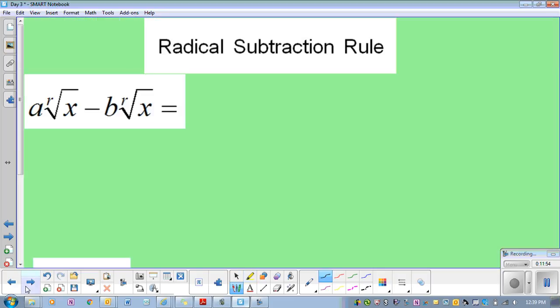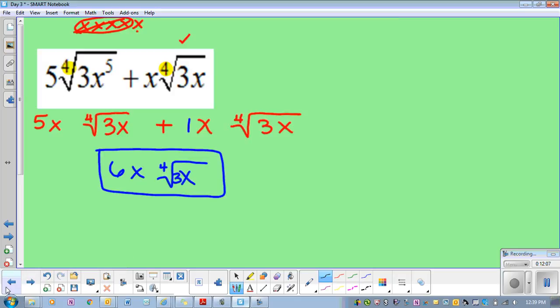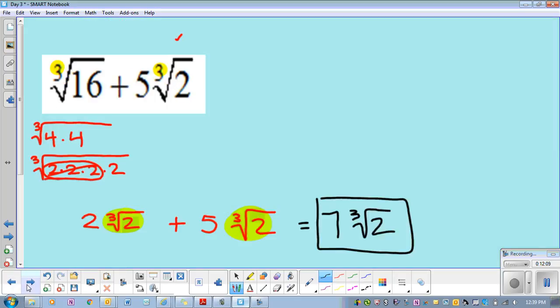All right. Now let's talk about the radical subtraction rule. If you need me to slow down or go back, just let me know. Can you go back real quickly? What did you not get? But you're not writing anything down. What do you need? Leah, why don't you say something?